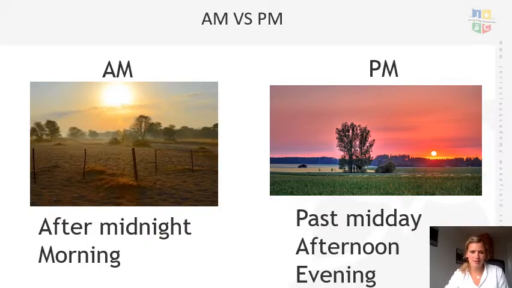So just a quick recap on yesterday. AM is obviously meaning in the morning. It starts from when midnight happens and the new day starts, all the way up till lunchtime, and PM is from lunchtime at 12 o'clock until the evening, until it gets to midnight. So AM for after morning and PM for past midday.